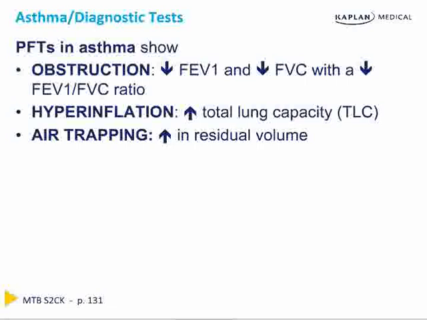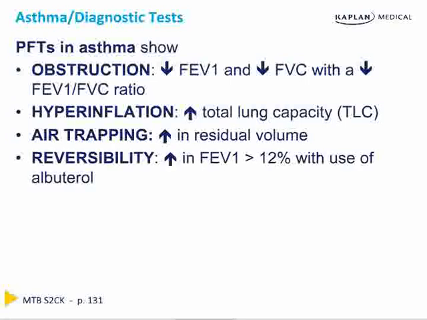There is also hyperinflation and air trapping. Hyperinflation is defined as an increase in the total lung capacity, while air trapping is defined as an increase in the residual volume, which, if you look back at the last slide, we talked about as that remaining volume in the lungs that cannot be expired regardless of how much force is given to expiration.